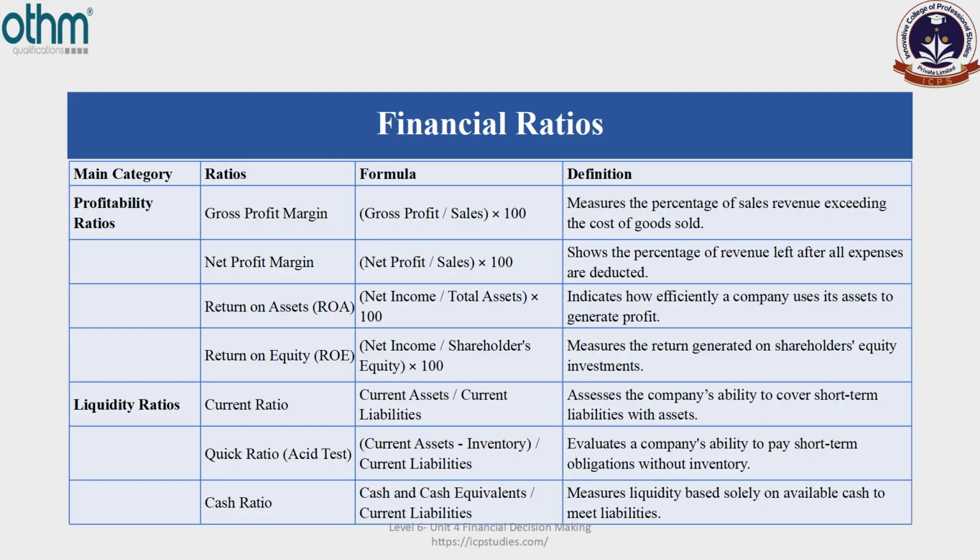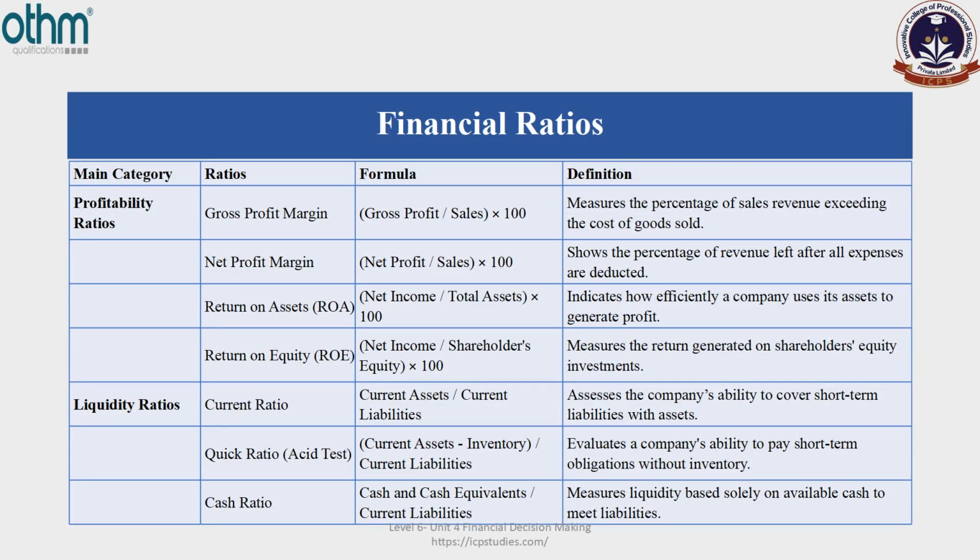Now we have some financial ratios. First, we have profitability ratios, and in profitability ratios, we have a total of four ratios. First, we have gross profit margin, which measures the percentage of sales revenue exceeding the cost of goods sold. Then we have net profit margin, which shows the percentage of revenue left after all expenses are deducted. Then we have ROA, that is return on assets. It indicates how efficiently a company uses its assets to generate profit. Then we have return on equity, which measures the return generated on shareholders' equity investment.